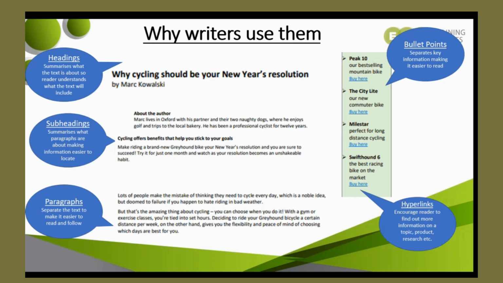And then your bullet points, and these separate key information, making it easier for the user to find that specific information. So as you can see, those bullet points from the text are used to help summarise the key information about the bikes that the writer recommends, and then the hyperlinks, which encourage the reader to find out more information on a topic, product, or research.